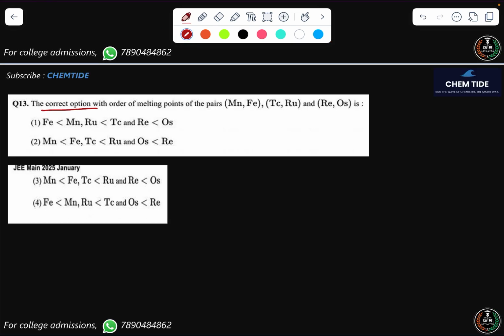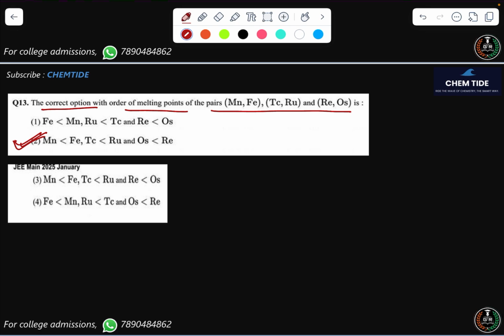The correct option and order of melting points of the pairs. It's a fact-based question, so we have an answer of 2: iron is higher than Mn, Li is higher than Tc, and Re is higher than osmium. So here we ended.